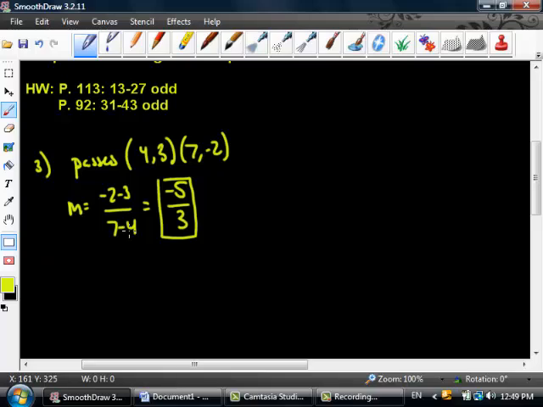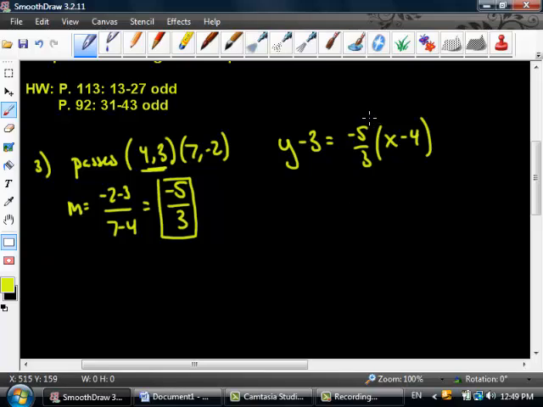Either. It actually doesn't matter. So Samantha, which one do you want? 4 and 3 sounds good. I like staying positive. You guys can do (7, -2) if you're a negative kind of person. So we've got y minus 3 equals negative 5/3 times, what do we choose? Did we choose this one? X minus 4.